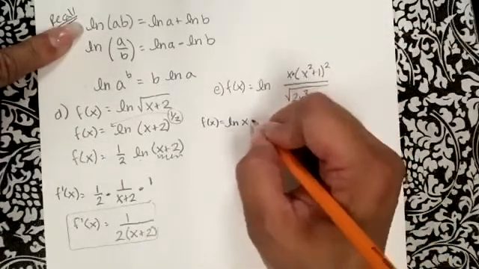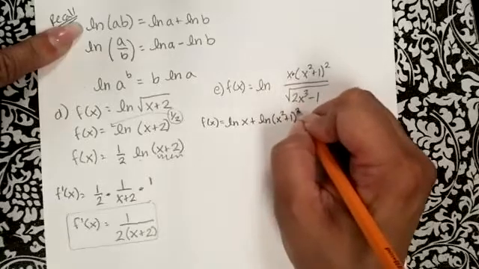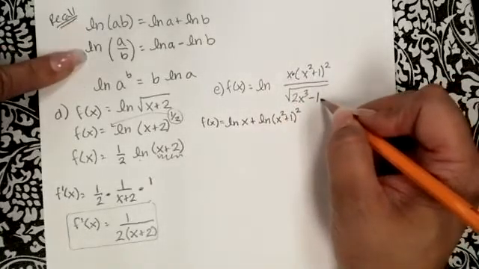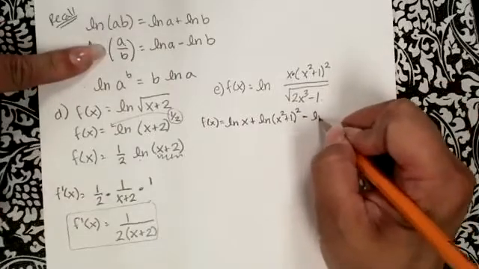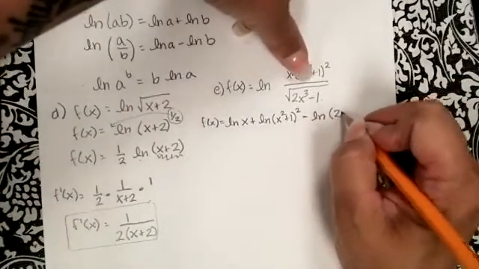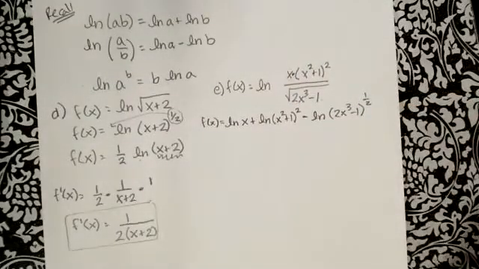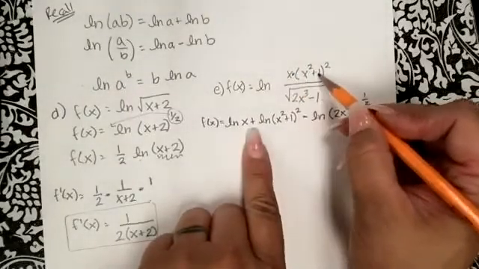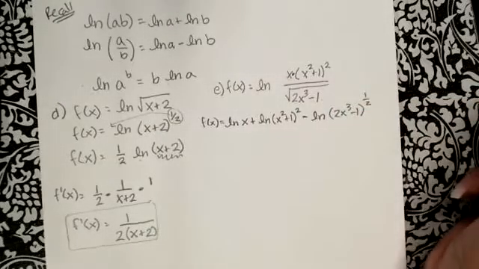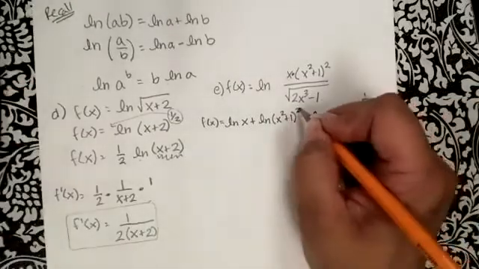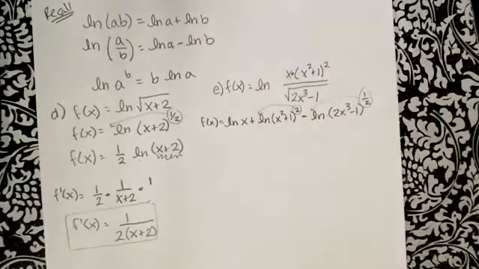So that's going to be natural log of x plus natural log of x squared plus 1 squared. And then because this is a denominator, this is the quotient rule. So now I'm going to minus natural log of, and this is the same as saying, 2x cubed minus 1 to the 1/2 power. So this is addition because I'm multiplying, and this one is subtraction because it's on the bottom. It's a denominator. I'm now going to apply the power rule. So I'm going to move the 2 out to the front, and I'm going to move the 1/2 out to the front.